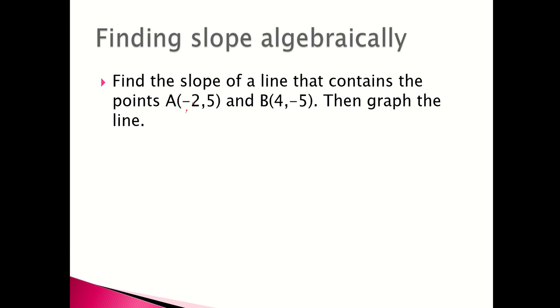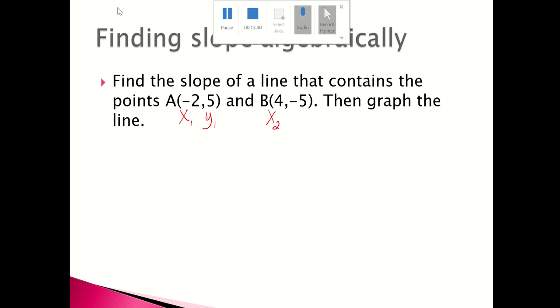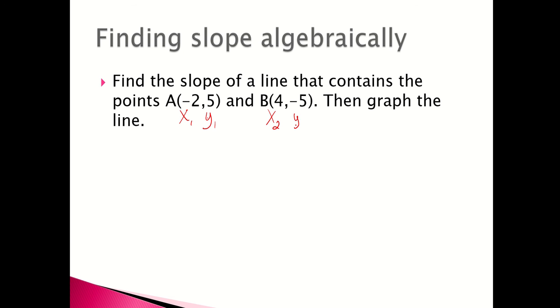Okay, take a look at point A. Is negative 2 an x or a y coordinate? That is an x coordinate. So we're going to call that x1. Now, it doesn't matter which x you call x1. I could have called negative 2 x1, I could have called B's x x1. But whichever one you call x1, it's going to be paired with y1. And then the other x coordinate, which in this case is 4, is going to be called x2, and it's going to be paired with y2.